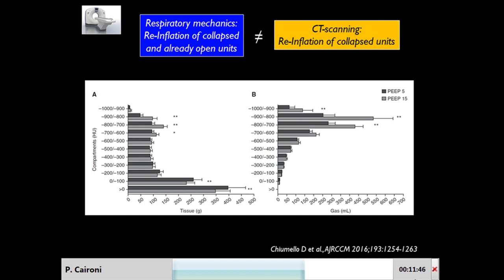When we increase PEEP from 5 to 15, as you can see here, we have a reduction of non-aerated lung tissue, and we have a shift towards a better aeration of the lung. But the increase in gas is related to the reopening of collapsed lung units, but also to a higher degree of inflation of the already open lung units.